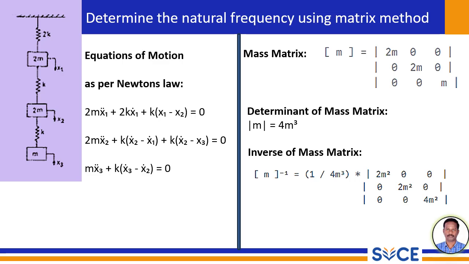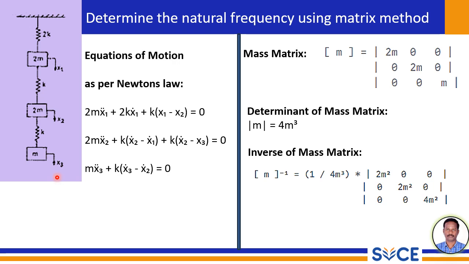Now let's look at a specific example of how the matrix method can be used. In this case, our objective is to determine the natural frequency of the given spring mass system. Please kindly note that this is our second problem, calculating the natural frequency using the matrix method.